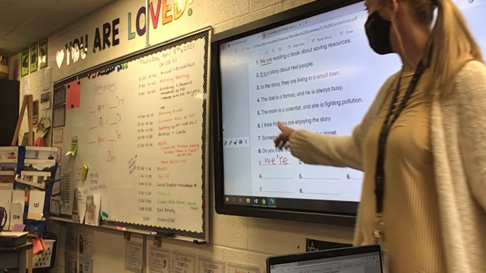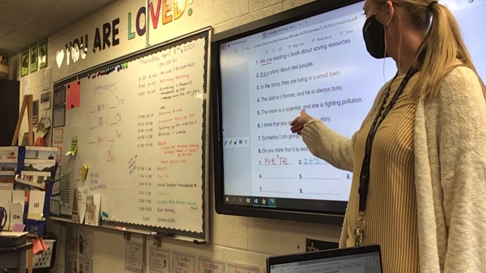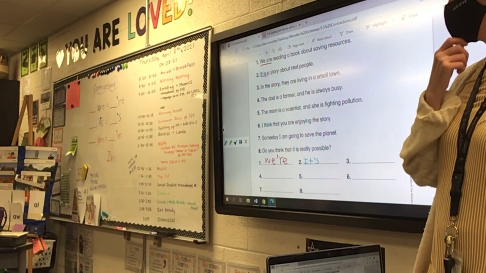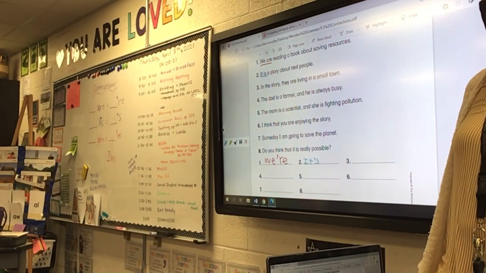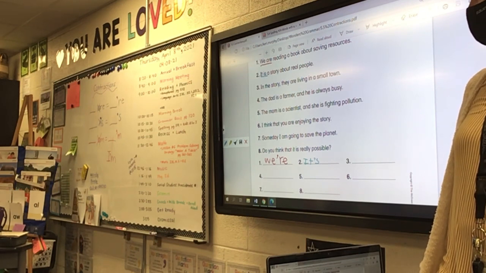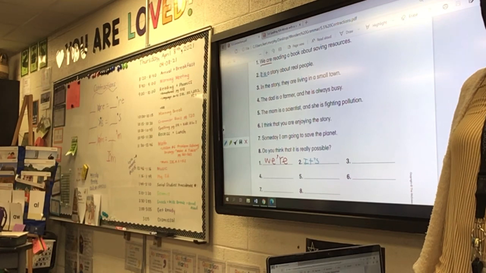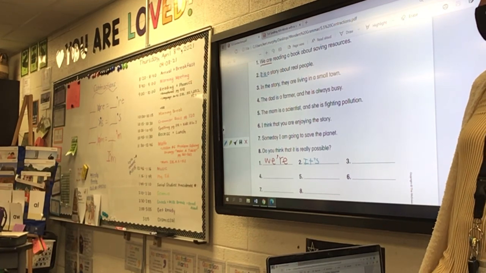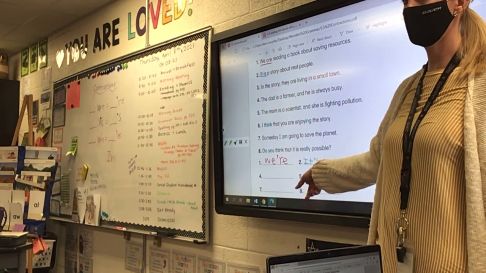Okay, number 5 says, the mom is a scientist and she is fighting pollution. Okay, find the 2 words you can make into a contraction. And there are 2 is's, but one of them you can't make into a contraction. And then make sure you write the contraction down on number 5.